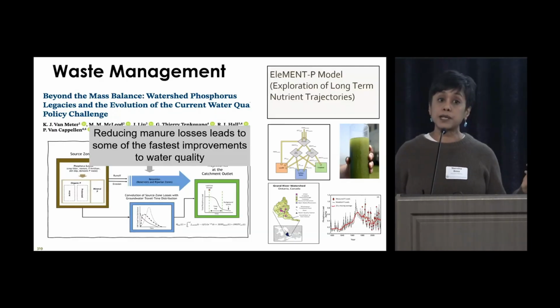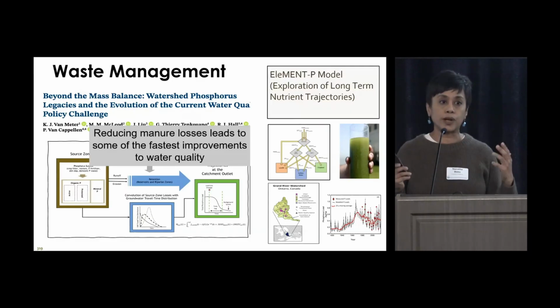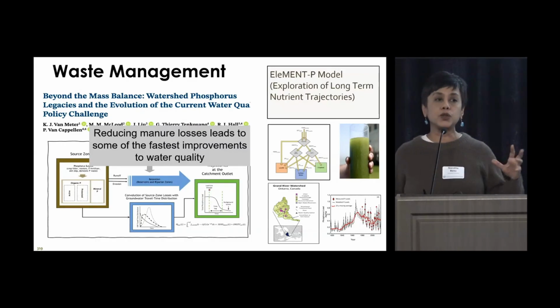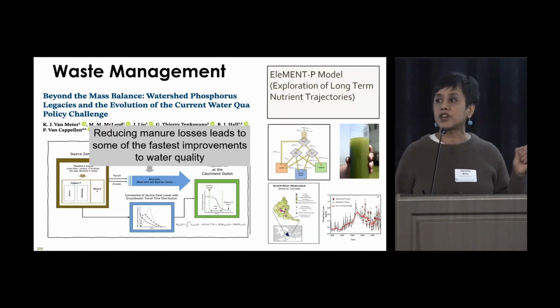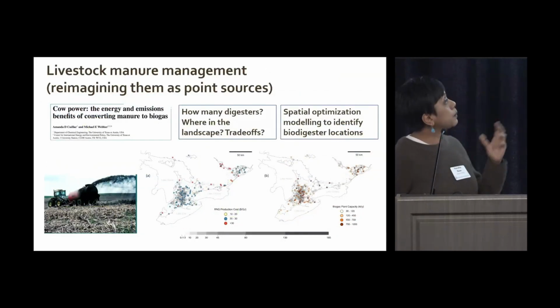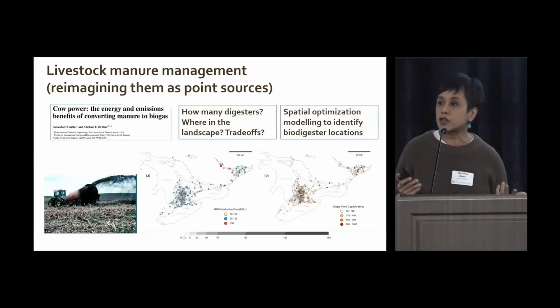One of the problems with that problem is we don't know where a lot of the livestock operations are at a large scale. We can figure out livestock numbers at county scale, but if you want to go finer than that, there's a whole range of reasons that data is not available to us. So what we did was we used remote sensing to identify every livestock barn across Ontario. And then using that, we built a spatial optimization model. This is a completely hypothetical scenario where we are asking, if we wanted to build biodigesters in the landscape to take this manure and get energy out of it, how many digesters, where in the landscape, and what are the trade-offs?